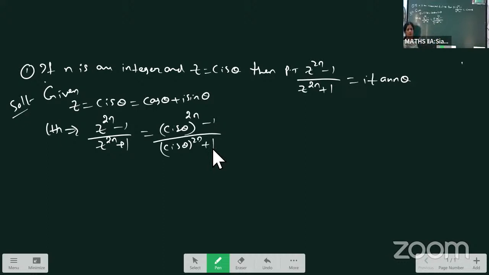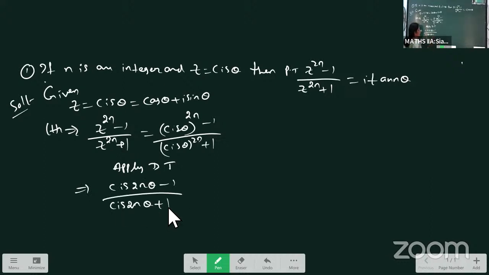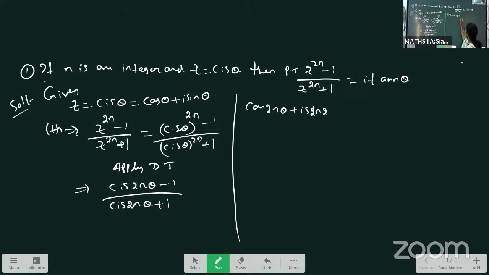To remove the power, what do we have to do? Apply De Moivre's theorem. So this is (cis 2n theta minus 1) by (cis 2n theta plus 1). Now expand this 2n theta. This cis 2n theta is cos 2n theta plus i sin 2n theta, minus 1, by, what is the denominator? Same. This cis 2n theta means cos 2n theta plus i sin 2n theta, plus 1.